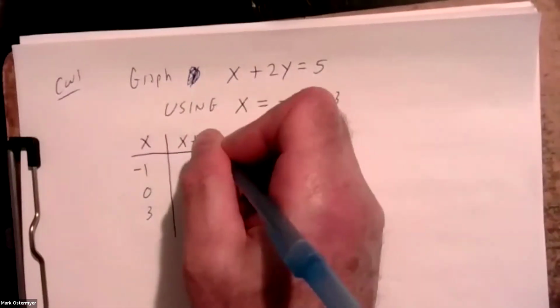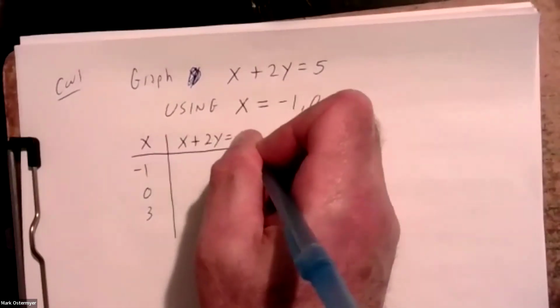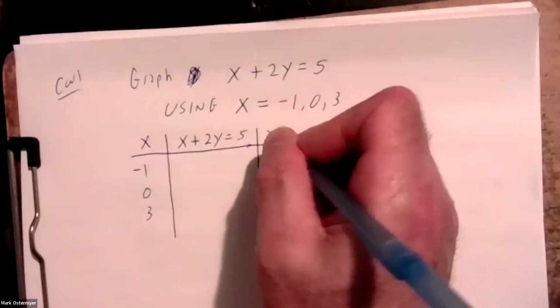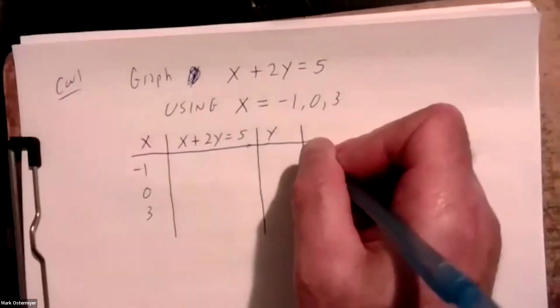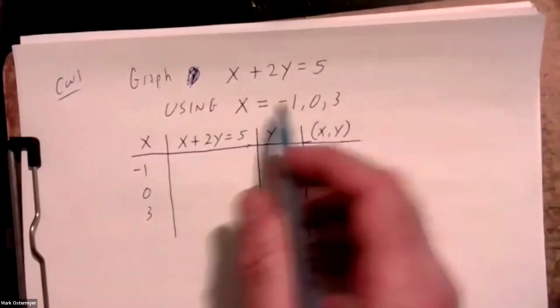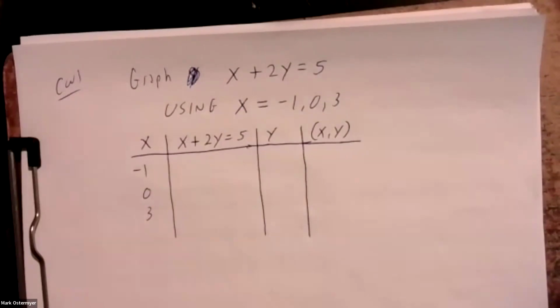All right, ladies and gentlemen, you go ahead. See if you can come up with these 3 ordered pair solutions. Plot them in the XY plane to the best of your ability and put a line through those points. Let's graph this linear equation using the table method. Go ahead and do that. Classwork number 1.